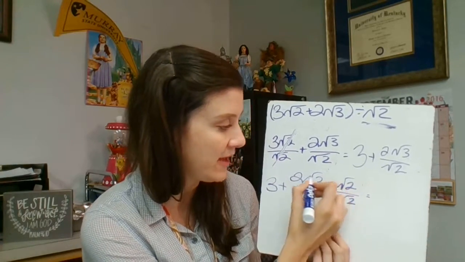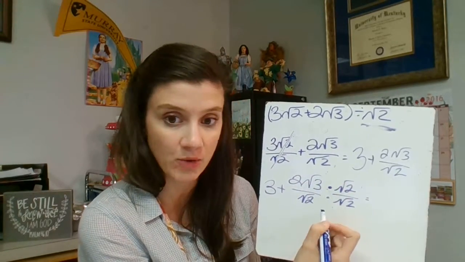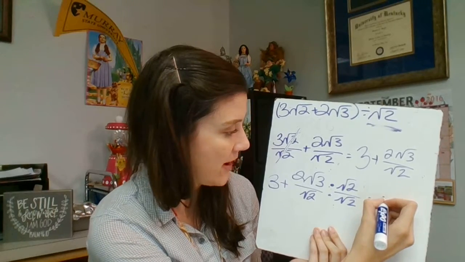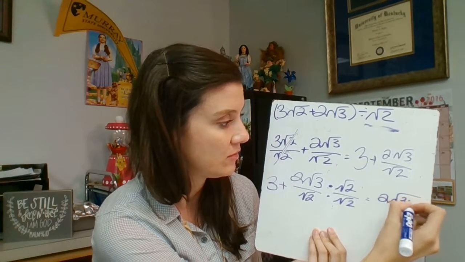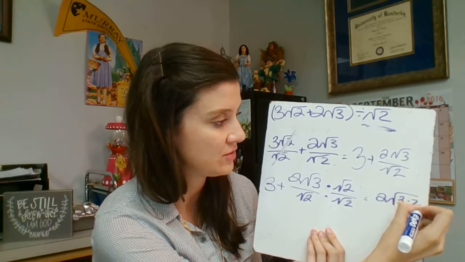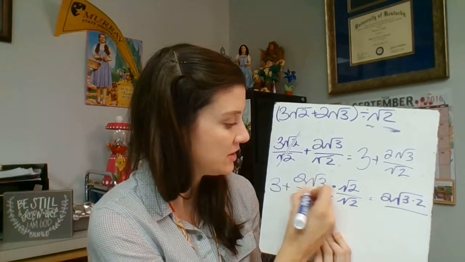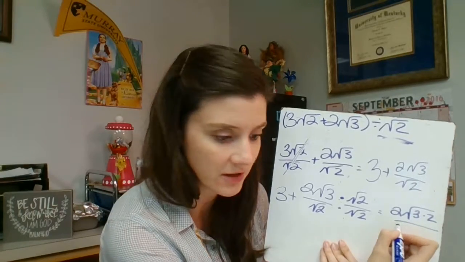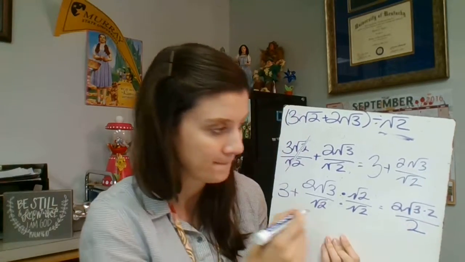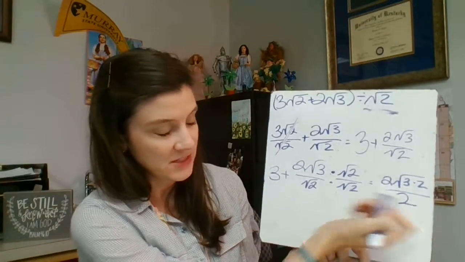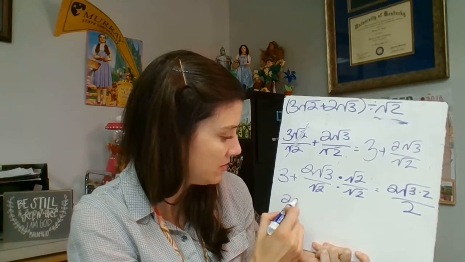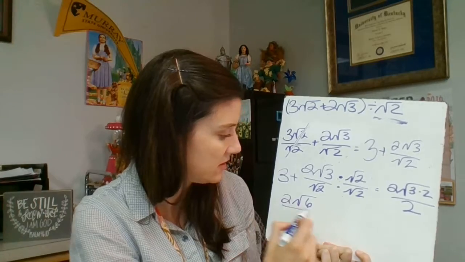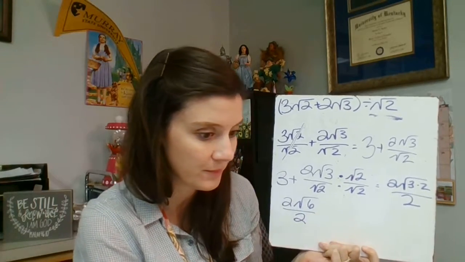When you multiply, you put those under the same radical. So we've got square root 2 times square root 2 is going to give us 2. Now, 3 times 2 here is 6, so we've got 2 square root 6 over 2.